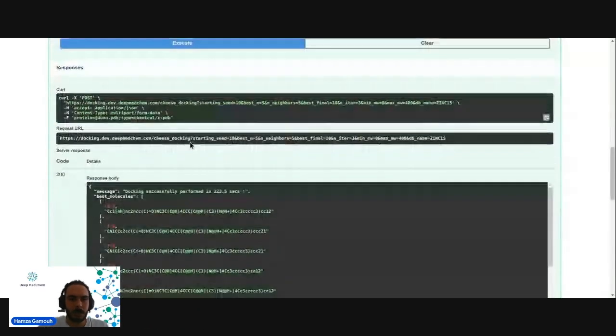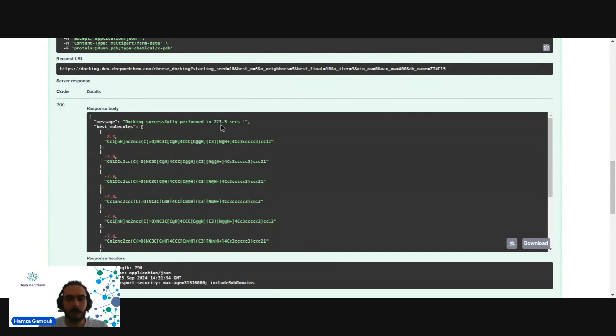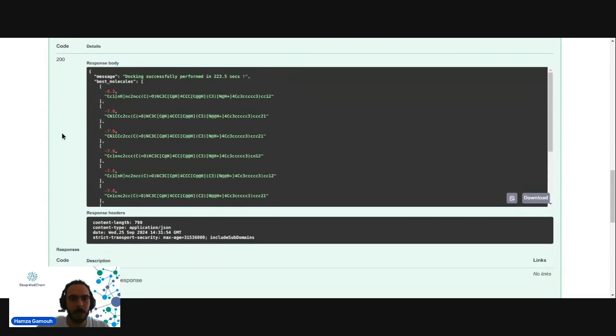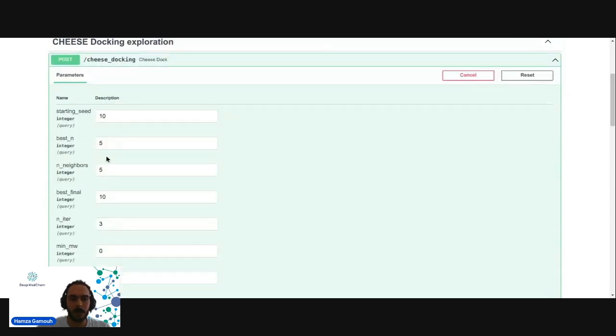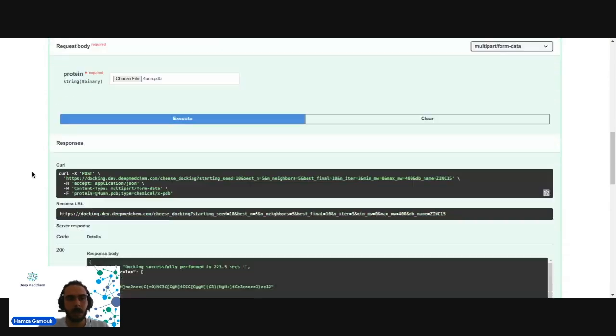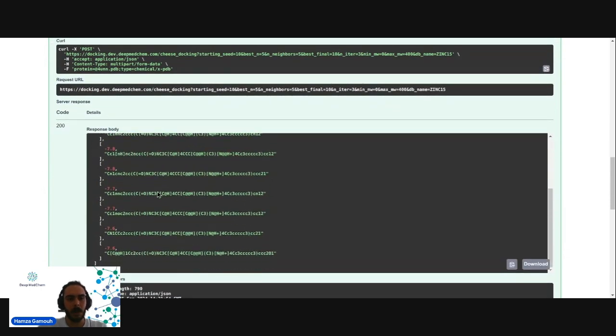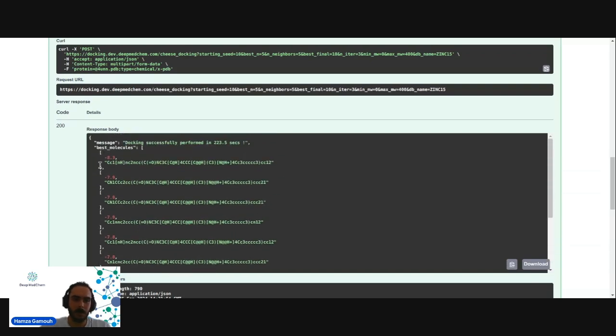So I will go back to the demo. And you can see here that it's performed in 220 seconds, and these are the best molecules found for this target. So I selected the best final 10. Here it docked around 300 to 400 molecules, and the best 10 are displayed here. In the private access to the API, we can also provide you with the docking poses for each of these compounds, on the basis of which these scores were calculated. Okay, so let's continue.